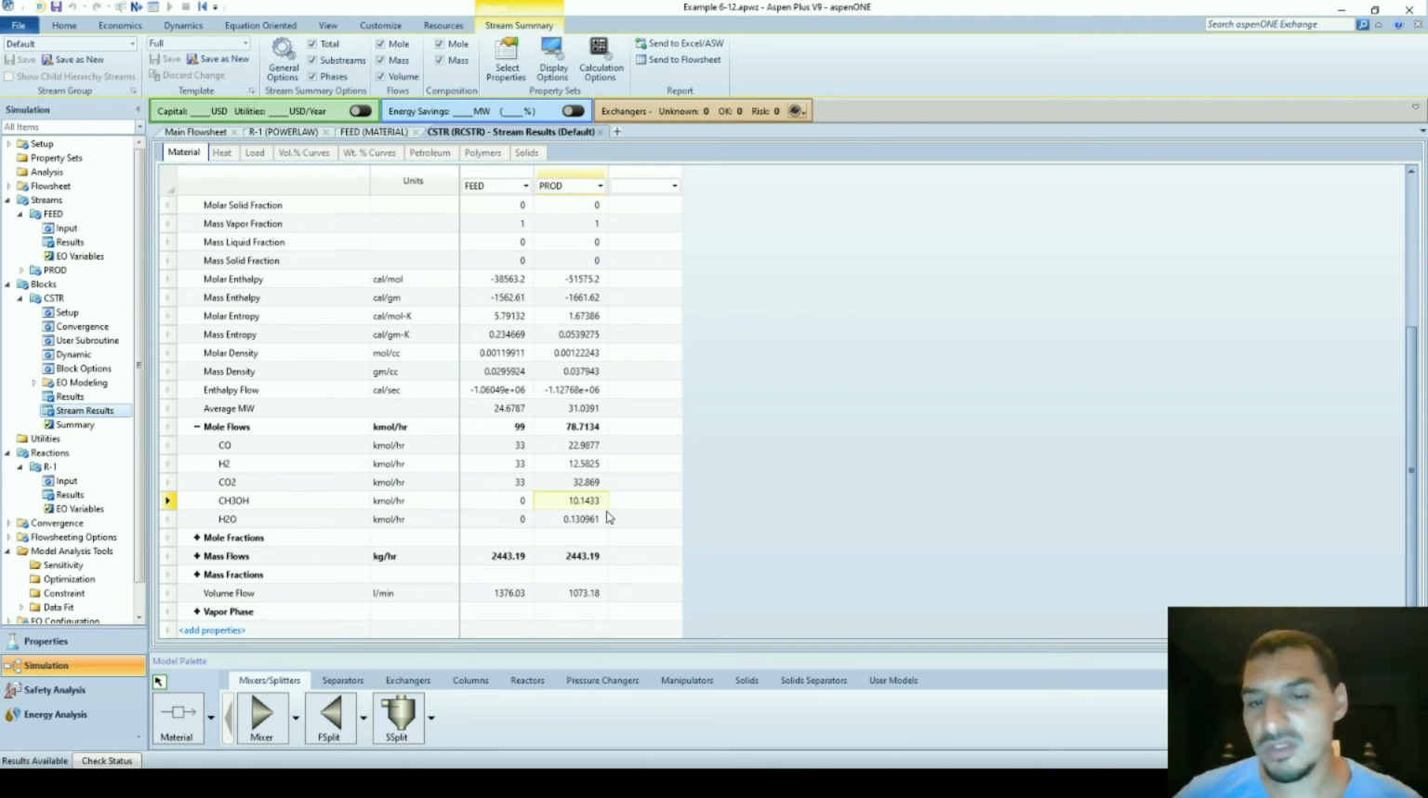So this is one reason why we do the sensitivity analysis and why we need to maximize the methanol production, because at the end of the day, I'm doing this whole reaction to get this product, which is going to be sold as a product with value. So if I can maximize this amount, I'm maximizing my profit. So this is the reason why I need to do this.